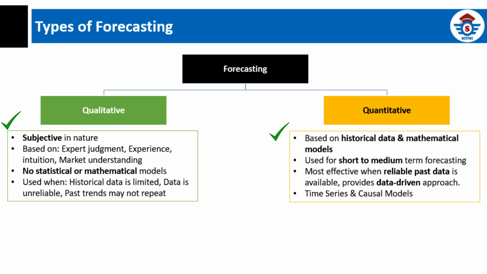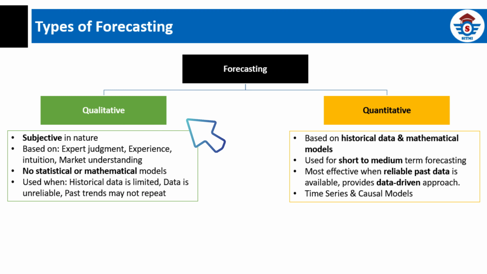Let us start with qualitative forecasting models. Qualitative forecasting methods are subjective in nature. They rely heavily on judgment, expert opinions, intuition, experience, and market understanding, rather than numbers. These methods do not involve mathematical or statistical calculations. They are mainly used when historical data is limited, unreliable, or not expected to repeat in the future.